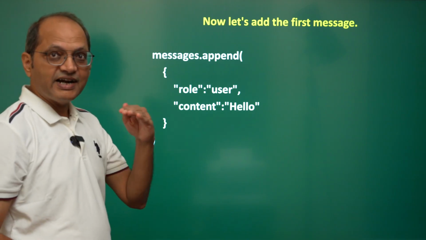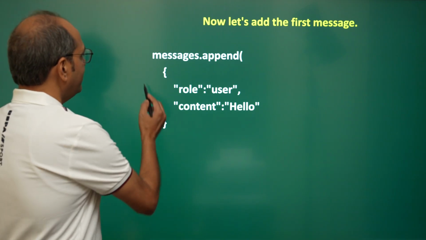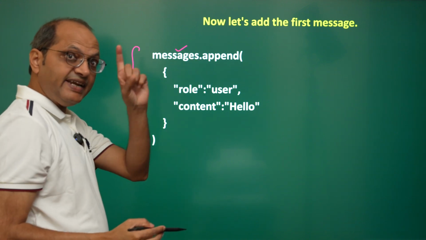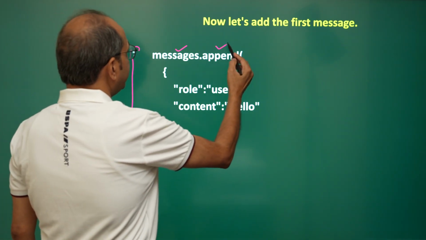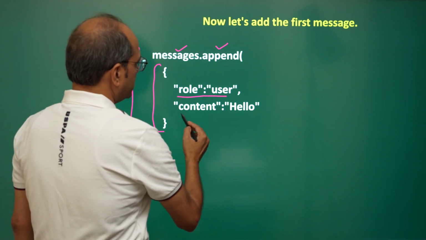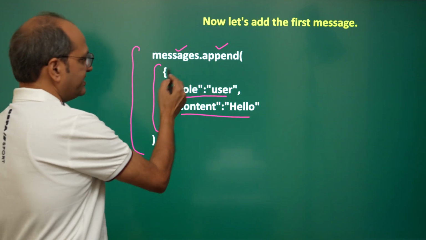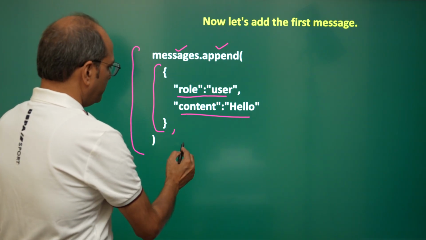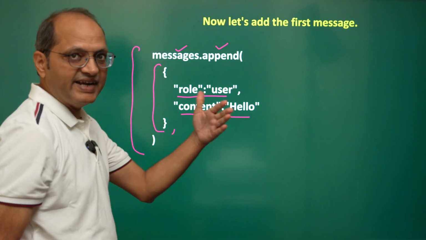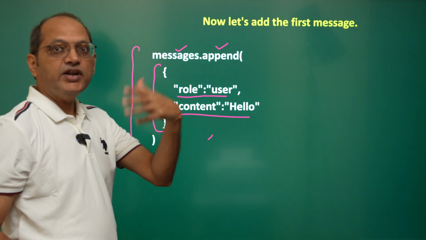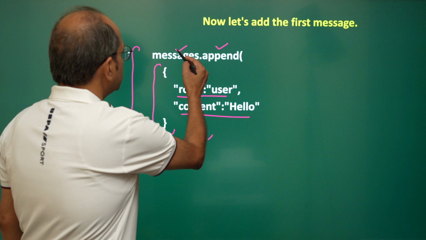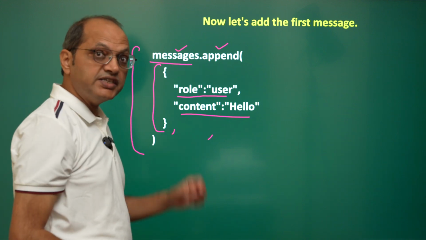So how will we append the message now? We will append like this. So messages, which was an empty list, now we are appending this entire thing. That means role is user, content is hello. This is one message, right? Then we can add another message, comma, then we can add another message, comma, like that. We will keep on adding the new messages into this list, which is basically the messages list, which was empty earlier.